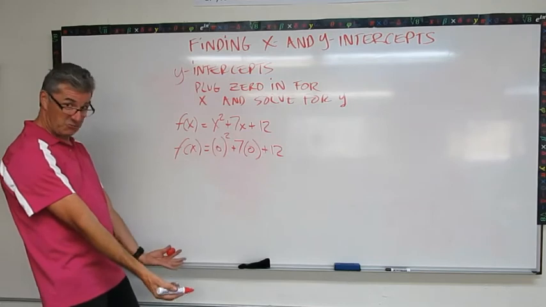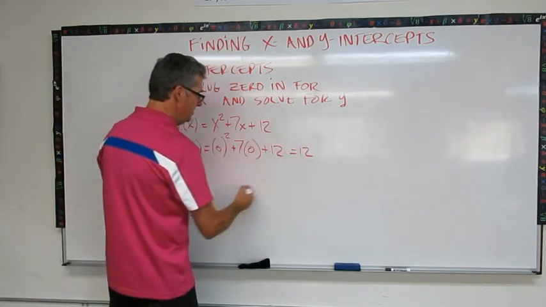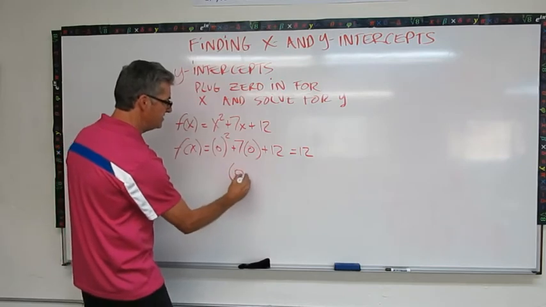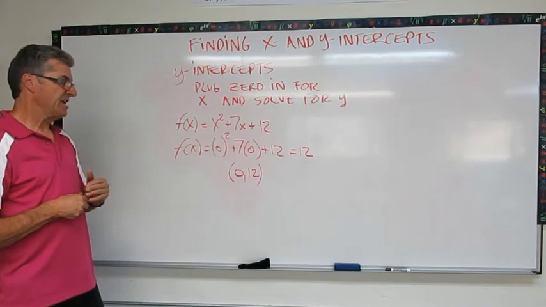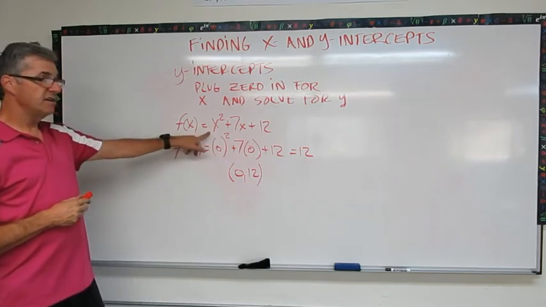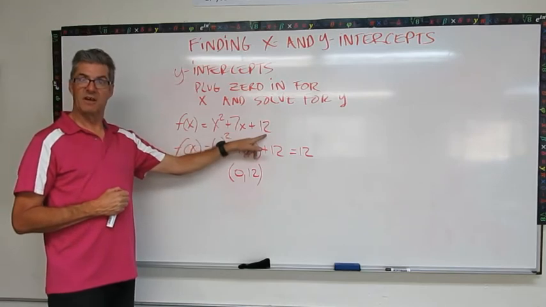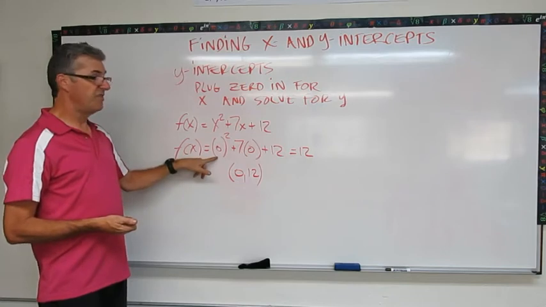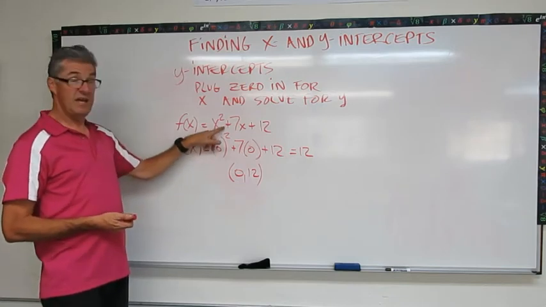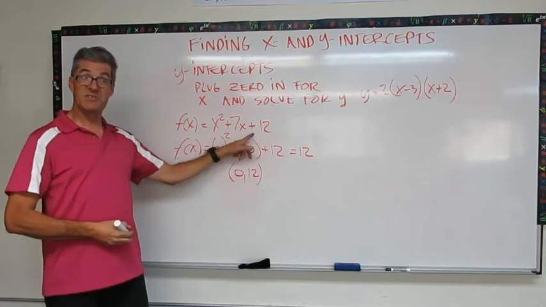You should be able to do that real quick in your head. 0 plus 12 is just 12. So the y-intercept is the point (0, 12). Okay? And that shows you something interesting. In a standard form quadratic, the y-intercept is the constant. So once you have that mastered and you remember it, you don't even need to do this step. You can just look at the equation and you'll know what to do. Okay, so this is super simple, right?